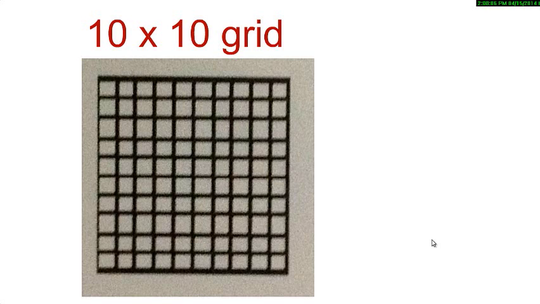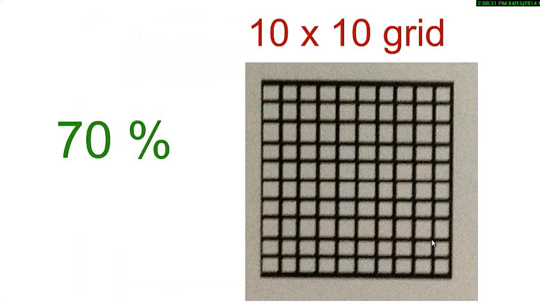It has 100 squares. If I shade one square, what fraction does it represent? Is it not 1 by 100 or 1 out of 100? Can you write this fraction as a percentage? Is it not equal to 1%? To represent 70% of a given quantity in a 10 by 10 grid, I need to shade 70 squares.